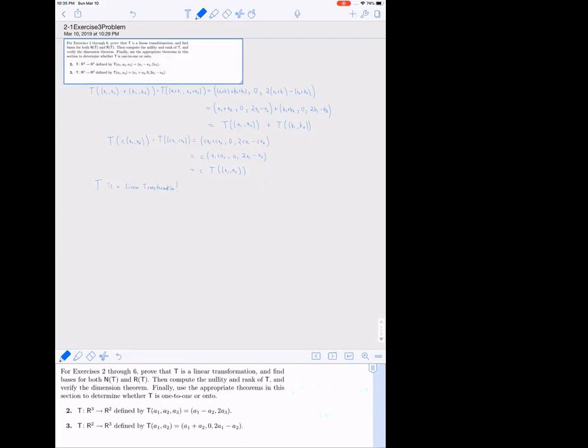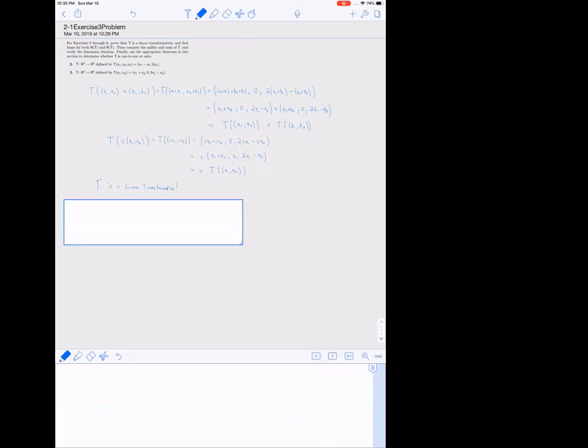We have accomplished the first line of the exercise. All right, the next goal is to find bases for both the null space and the range of T. So let's start with the null space. Let's see, what is the null space? Recall, the null space of a linear transformation T is the set of all vectors from the domain with the property that T applied to that vector results in the zero vector in the codomain.